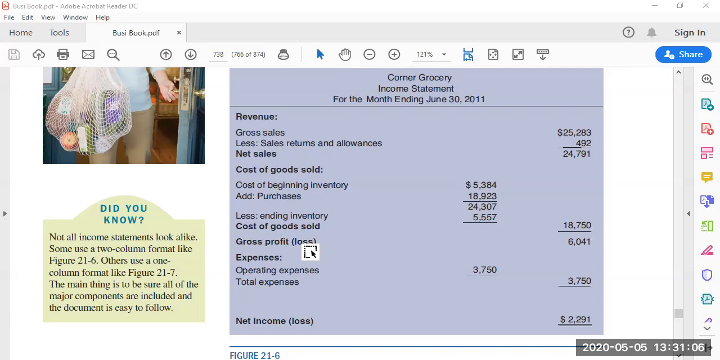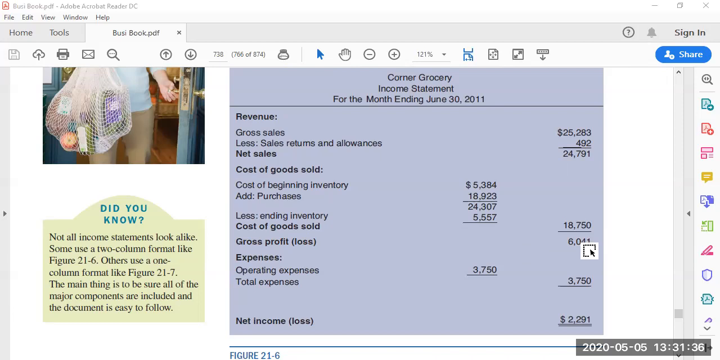Then we list gross profit or loss. It's important to understand you can lose money in the course of a business. So in this case, if your cost of goods sold is more than your net sales, then you have just experienced a loss. In this case, your gross profit would be the difference between net sales and the cost of goods sold.